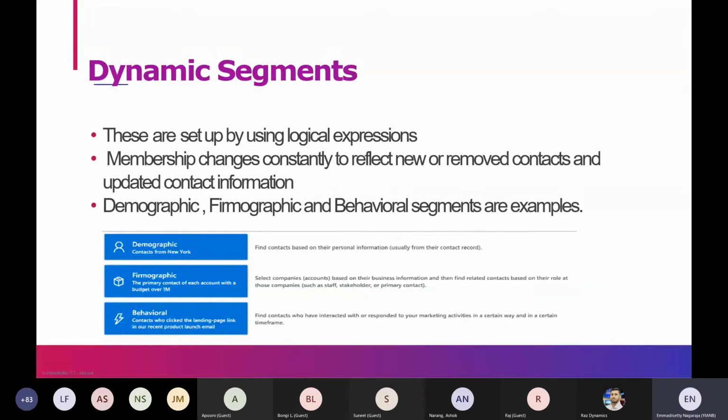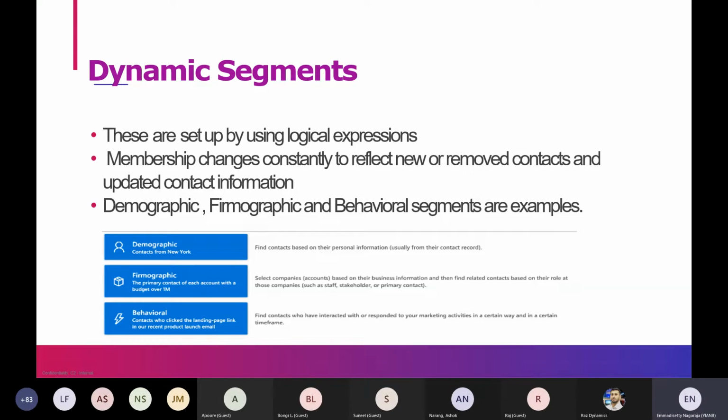For example, find the primary contact of each account with a budget over 1 million. Here you are retrieving the contacts which have a relationship with the account or company which has a budget over 1 million. So these two are profile related segments. You are defining the query based on the customer profile or based on related entity data.